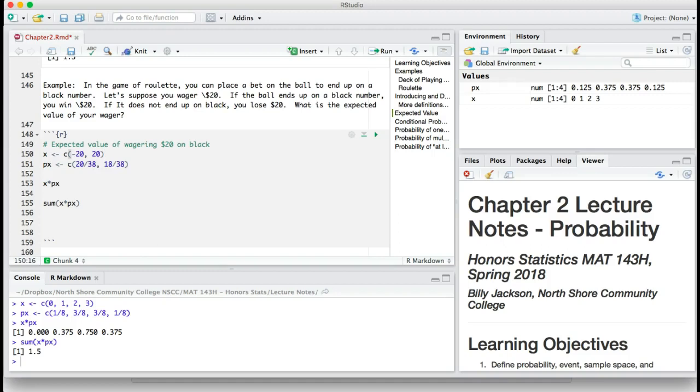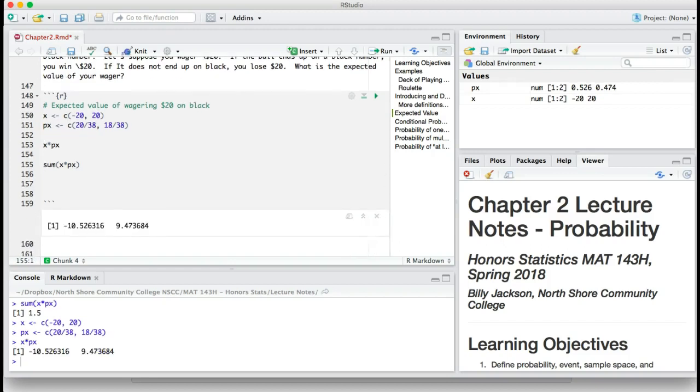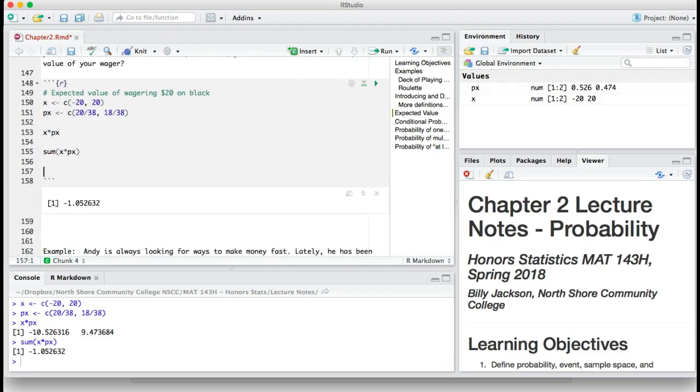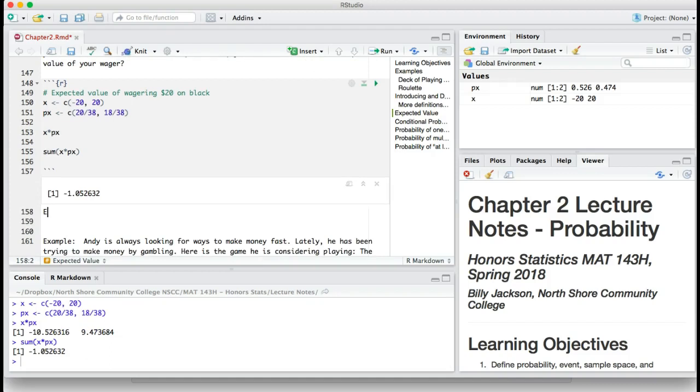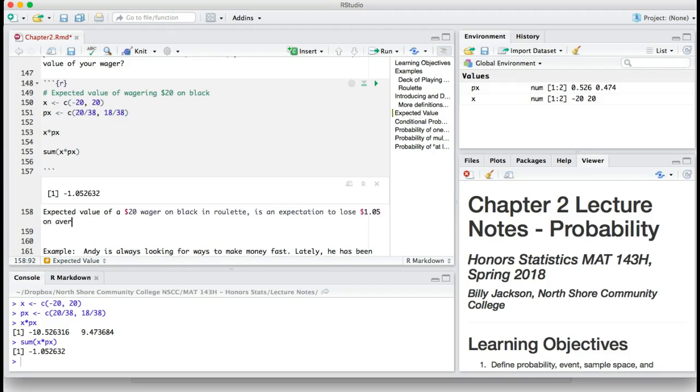I know I've used the same labels here for my vectors, x and p of x, but we can just run these, which will overwrite our old vectors. So we have new values of x and p of x. Here are x times p of x's, and when we take the sum of them, we get negative 1.05. So the expected value of a $20 wager on black in roulette is an expectation to lose $1.05 on average.